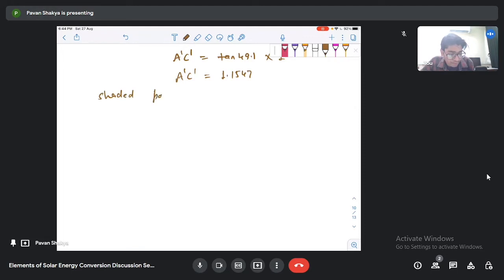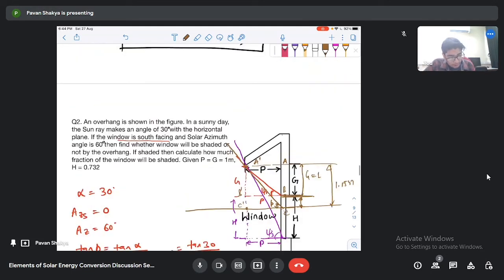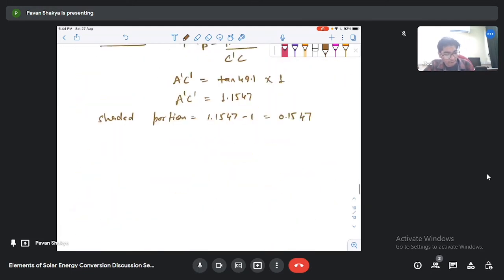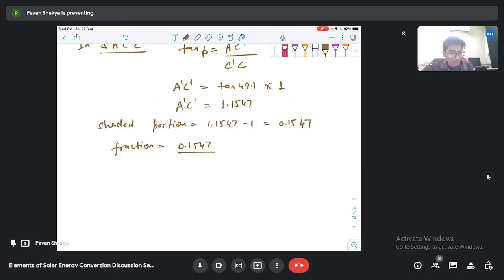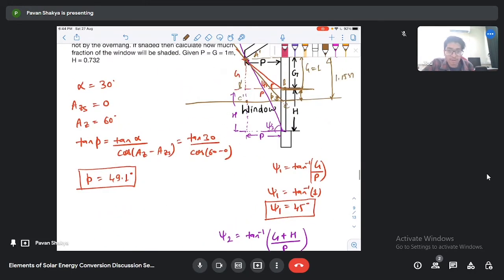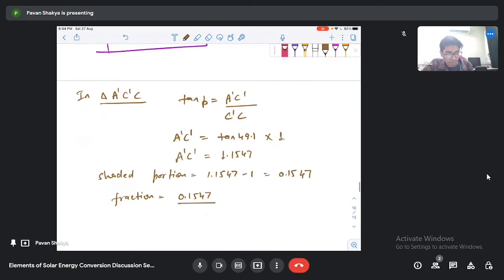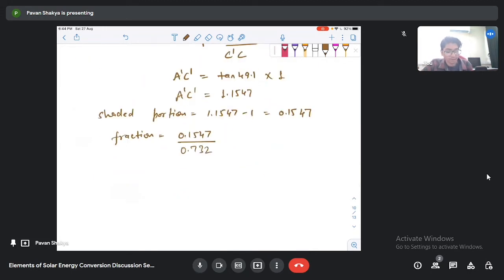So the shaded portion will be 1.1547 minus 1, that will come out to be 0.1547. In the problem it has been asked how much fraction of the window will be shaded. So to calculate the fraction, it will be 0.1547, that is shaded, divided by the total length of the window, that is given as h, and its value is 0.732. So when you solve, you will find that this value comes out to be 0.21.